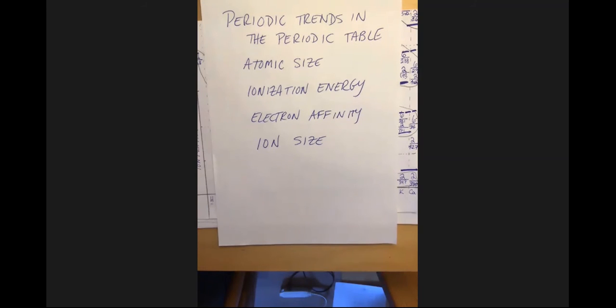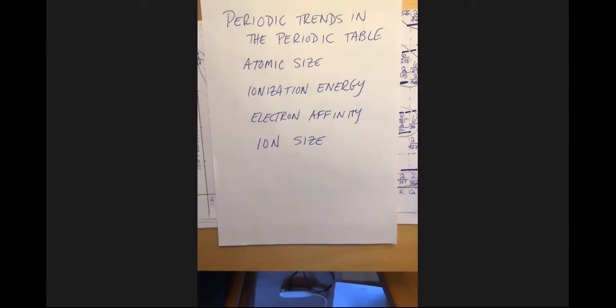We promised electron affinity today and ion size, right? Ion size is just how big the ions are that are formed from various atoms. That one is conceptually a lot easier to understand. If something gains an electron, it becomes a negatively charged ion. If it loses an electron, it becomes a positively charged ion.